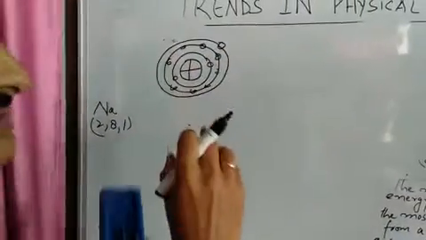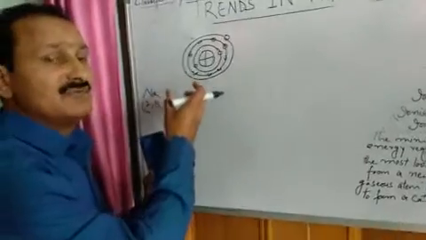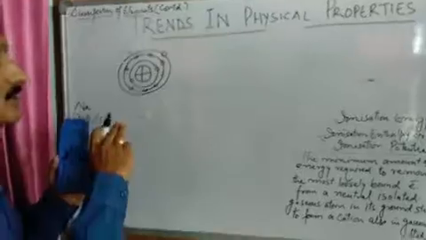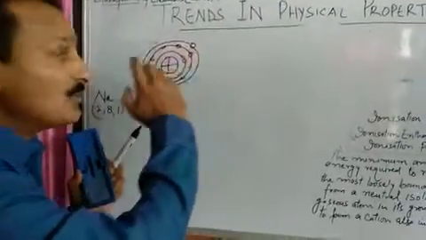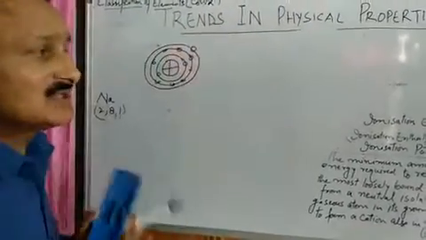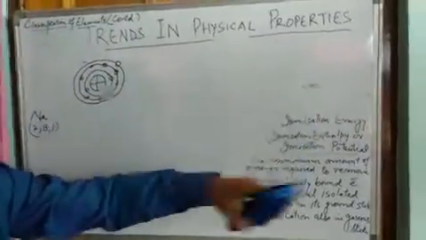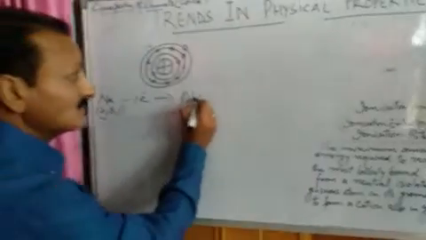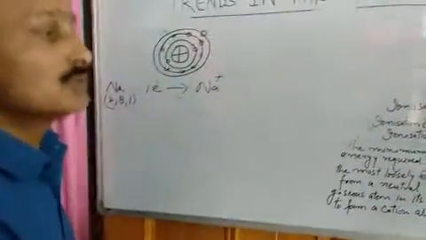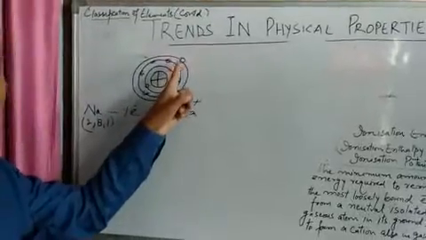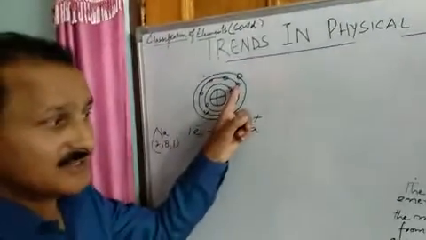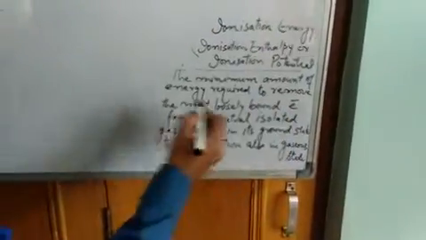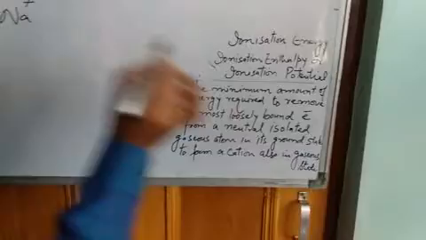But for that purpose, we will have to supply energy to it. We will require a certain amount of energy. That amount of energy required to remove this most loosely bound electron from this atom is known as ionization energy. Why ionization energy? Because when it loses one electron, it becomes an ion, say a sodium ion. So what is ionization energy? The minimum amount of energy required to remove the most loosely bound electron from a neutral isolated gaseous atom.